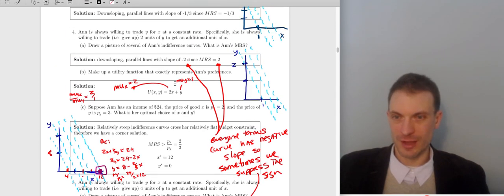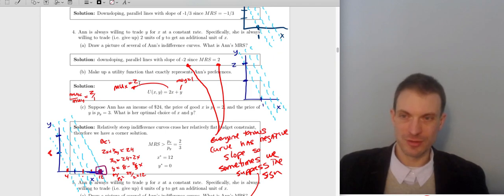All right, next thing is make up a utility function that exactly represents Anne's preferences. There's lots of them because you could take a monotone transformation of the one that I've got here, but I like this one the best. This is going to be the simplest, so it's going to be 2x plus y. How do we know this? Because let's take the partial derivative of this utility function with respect to x. That'll give me MUx, that's 2. Partial derivative with respect to y, that's going to give me MUy, that's 1. So the MRS indeed is going to be 2.